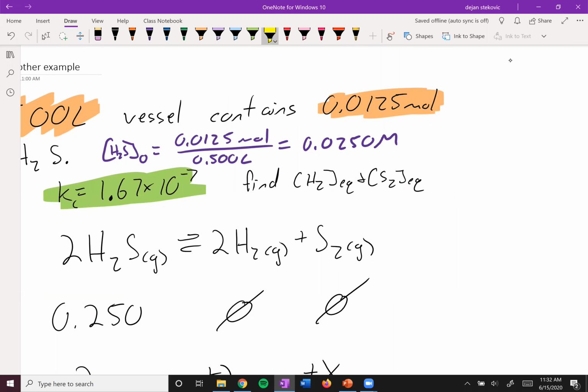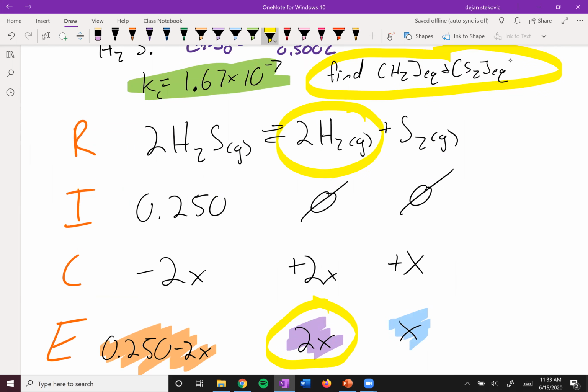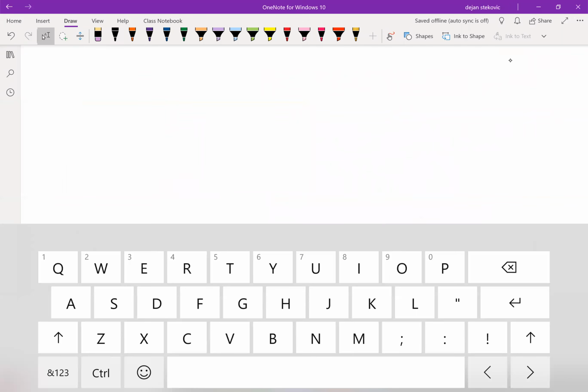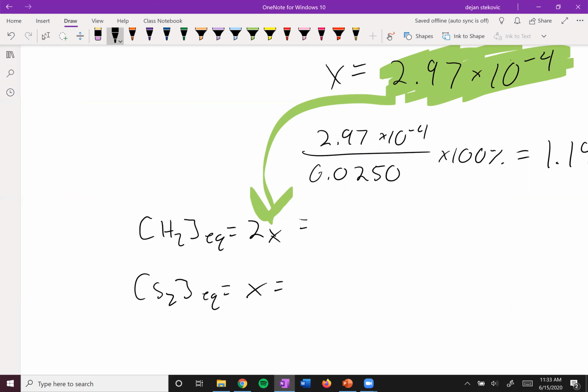So what it wanted, at the end, was the concentration at equilibrium of H2 and S2. So we can use our table to find out that the concentration of H2 is going to be 2x, and then the concentration of S2 is just going to be equal to x, right? So we can then write: concentration of H2 at equilibrium is equal to 2x. Concentration of S2 at equilibrium is equal to x. We now have our value of x, so we can go ahead and plug that in. This one will just be the same number, 2.97 times 10 to the negative 4. And then this other one will just be double that. So 2.97 times 10 to the negative 4 times 2 is 5.94 times 10 to the negative 4. And then there's your answer.